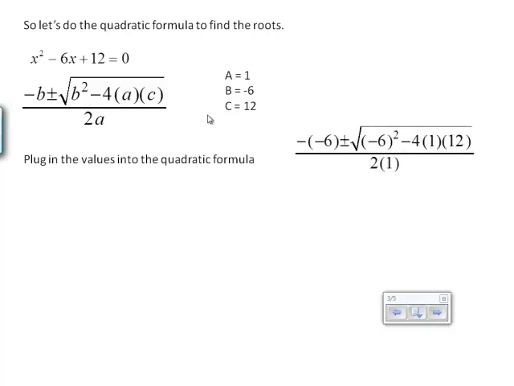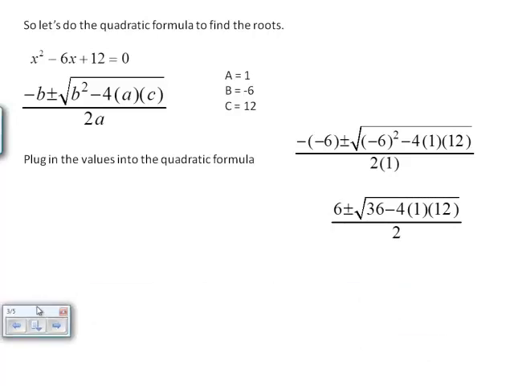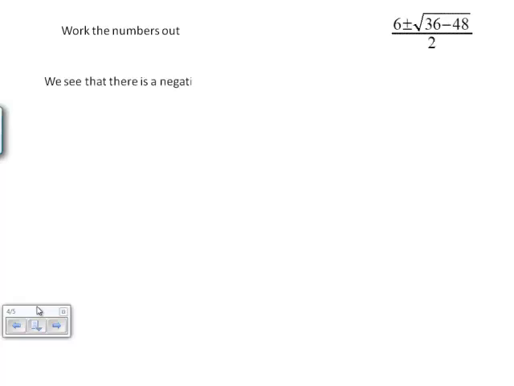There's my formula all plugged in, and now I'm just going to clean up some numbers, and I can see what's coming here. If we work the numbers out, we're seeing that we're going to get a negative under the radical. And there it is, 36 minus 48 gives me a negative 12.